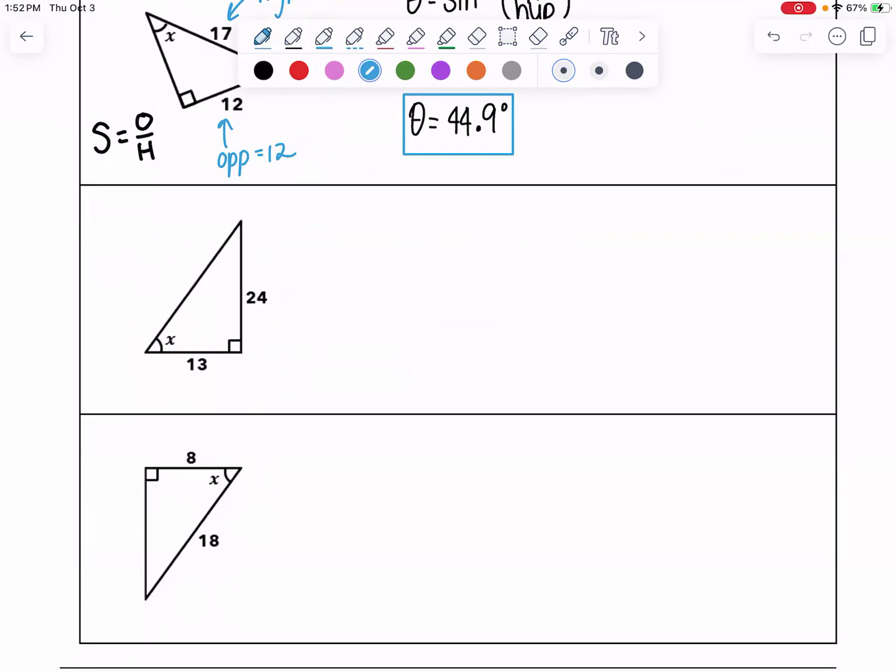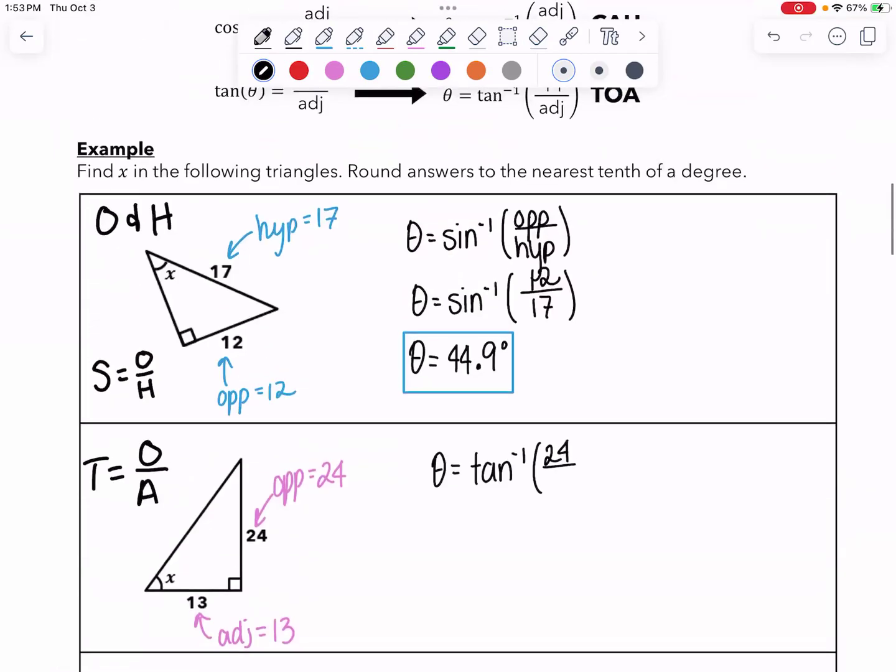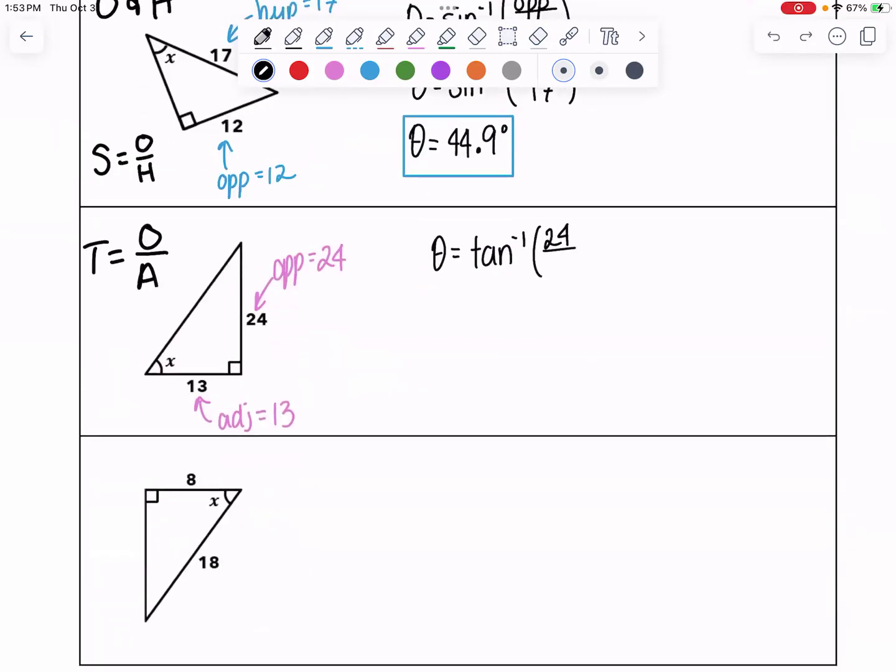All right, let's go. So for this next triangle, we have an adjacent side. This is adjacent to x, so the adjacent is 13. The opposite is 24. We have O and A, so that's going to be tangent for the TOA. So theta is equal to tan inverse of opposite over adjacent. I'm not going to write down that first step anymore, but you are doing the same thing you did here, where it's tan inverse of opposite over adjacent. 24 over 13.